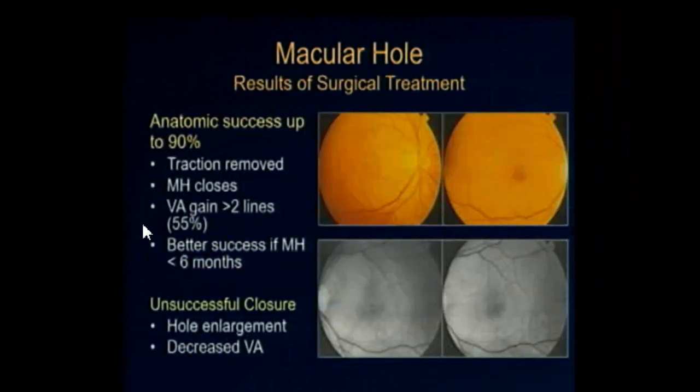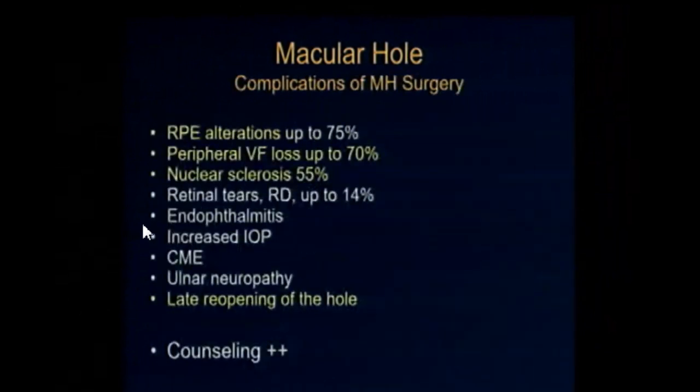Anatomic results are very, very good. Macular holes close like 90% of the time, if not more. If you don't have successful closure, you can go in again, which is what we more often do, but sometimes the hole just enlarges and you get decreased vision.